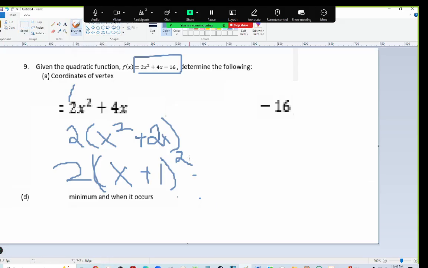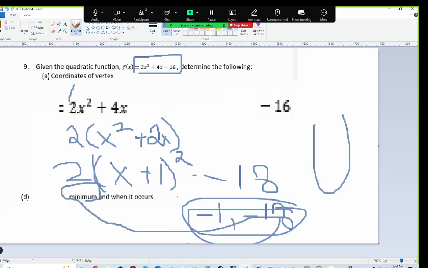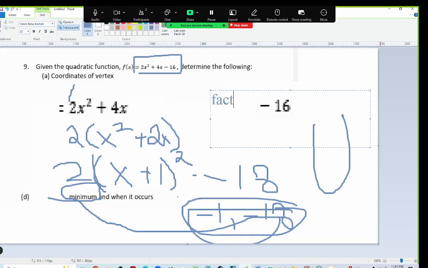-18. That means the vertex is -1, -18. Now that I've figured out the vertex, I know it's facing up, so this is the minimum. So we've got to practice two things. Practice your factoring with grouping, because you had no idea what I was going at there. And you've got to practice your completing the square. It's the only way you're going to get to the vertex.